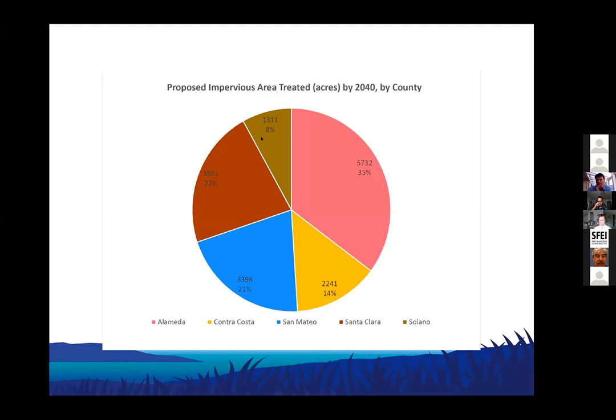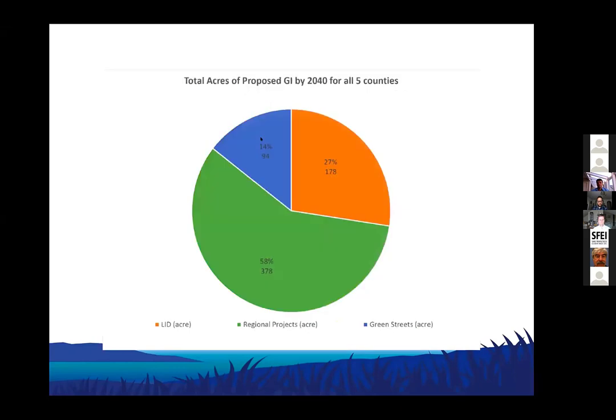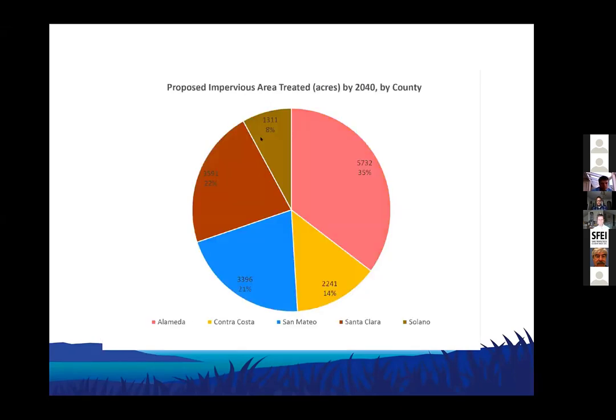And this next set of slides show the projected costs of these draft plans, which may have changed since they were submitted to the Water Board. But we have reports from five counties. It says that impervious surface runoff from about 16,000 acres is expected to be treated using green stormwater infrastructure, either through regional facilities, green streets, or parcel-based low-impact development.